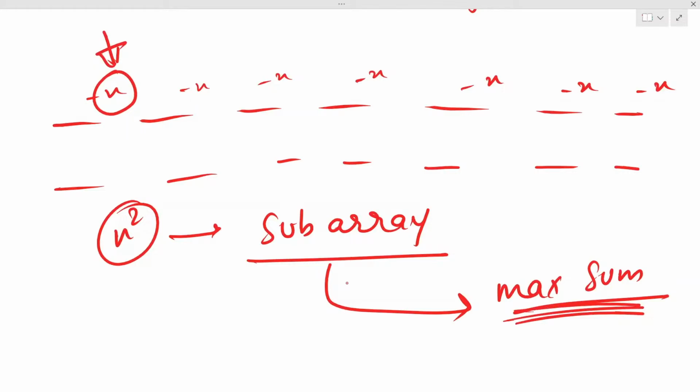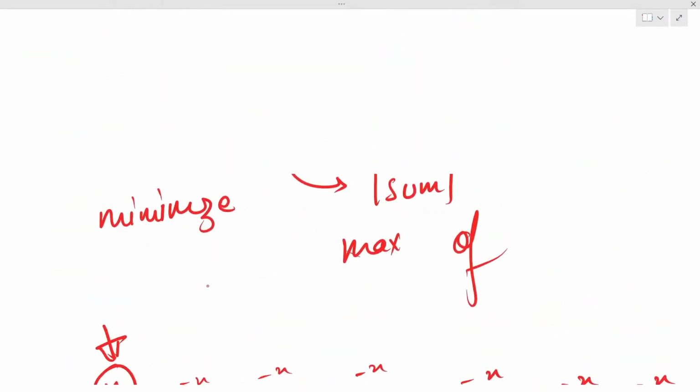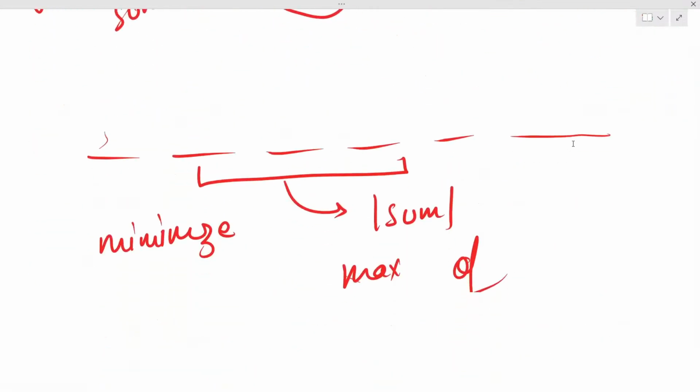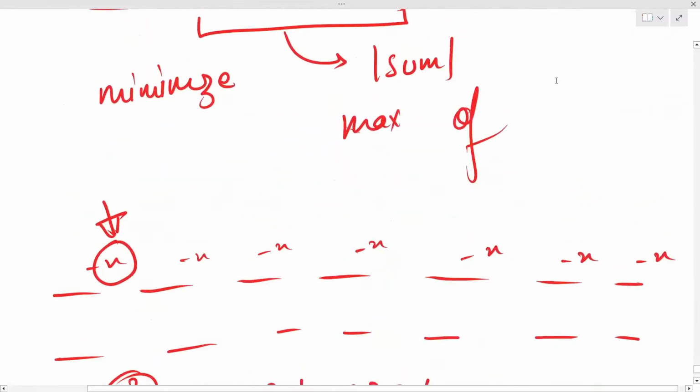Is it clear now? Like in this case, you can choose this segment, which has 0 as the sum. If you take the complete segment, the sum is 0. But you have to pick the segment which has the maximum absolute sum. So this is the segment, and also this is the segment which has the maximum absolute sum. Is it clear to everyone?